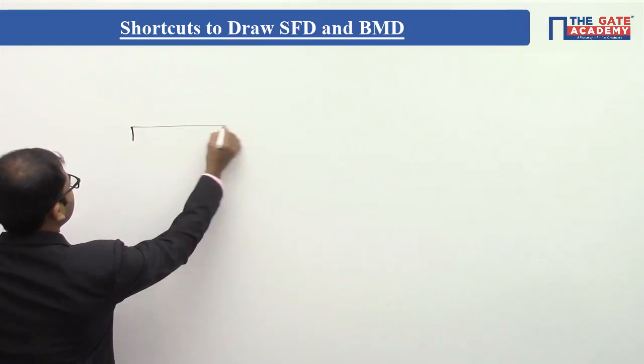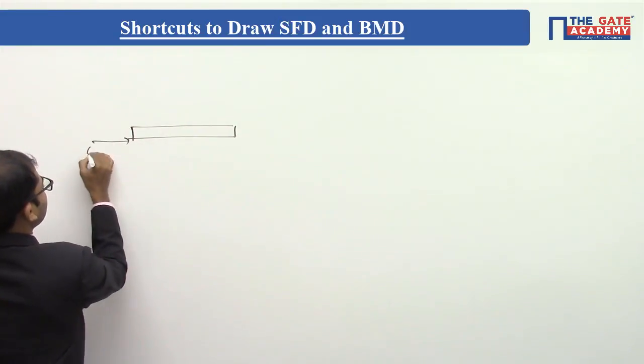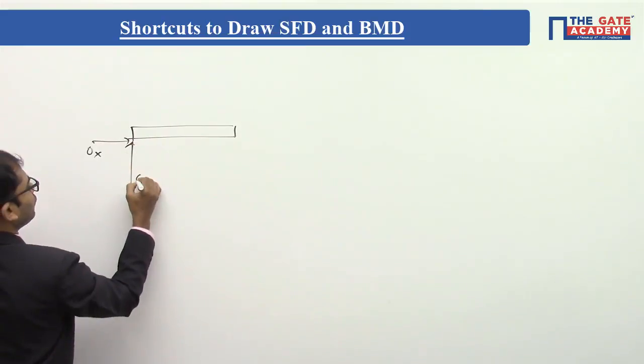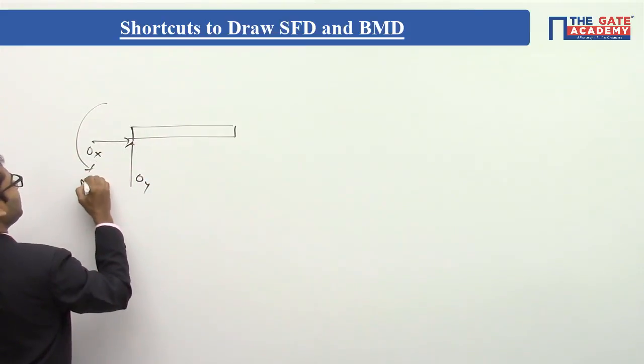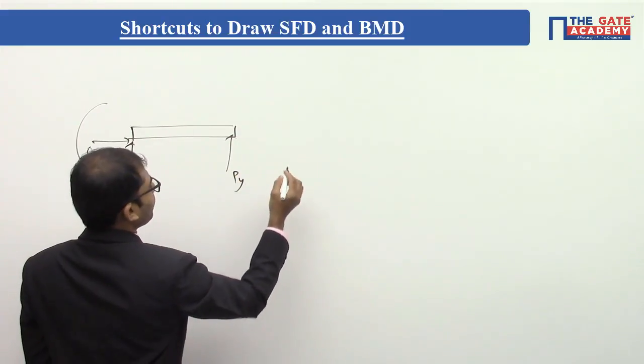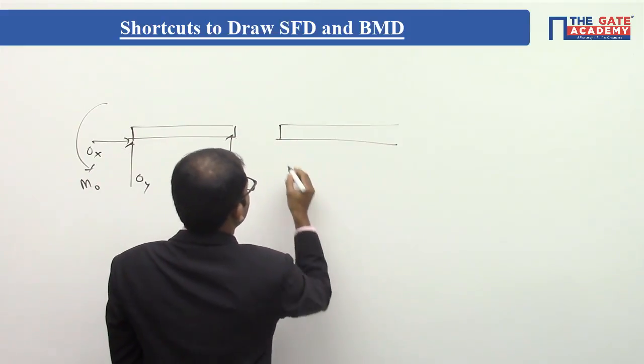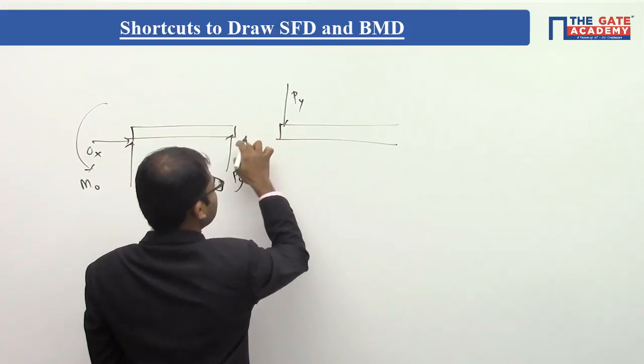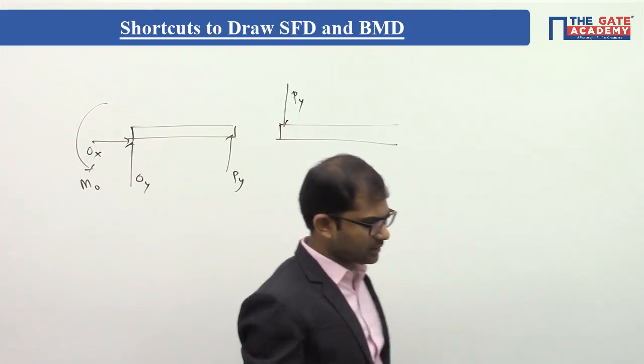So OP is a cantilever beam. So I am putting Ox. We are having Oy here. Reaction moment M naught here, and P is a joint, so I am putting P suffix Y. So reaction force will come, action-reaction pair. So Py should come here like this.